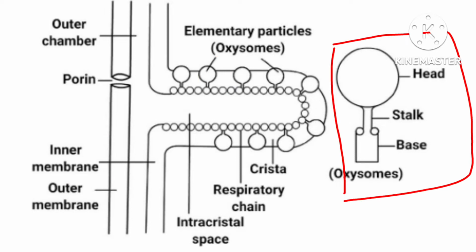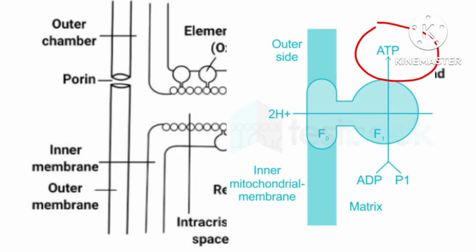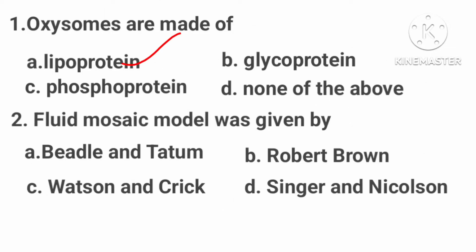Oxysomes are made up of head, base, stalk. These are small round bodies present in the folds of cristae of the mitochondria. Oxysomes take part in the synthesis of ATP through the process of oxidative phosphorylation, so it is also known as ATP synthase. These are chemically made up of a protein cortex and phospholipid core. So the correct answer is option A lipoprotein.